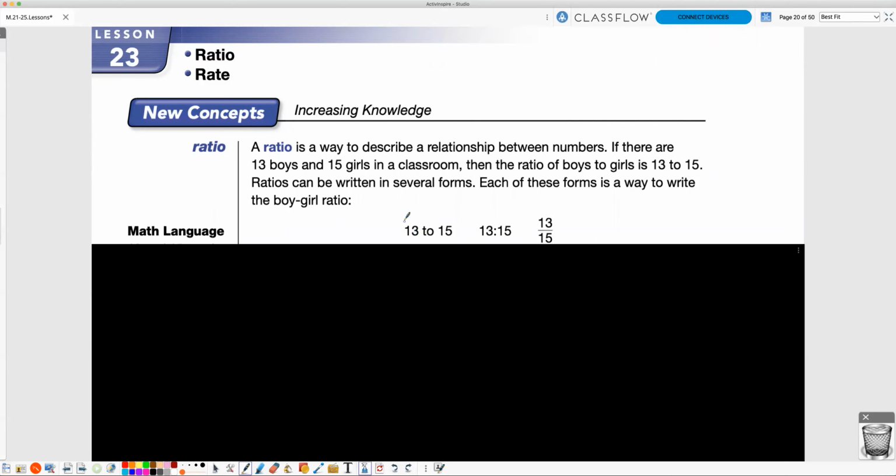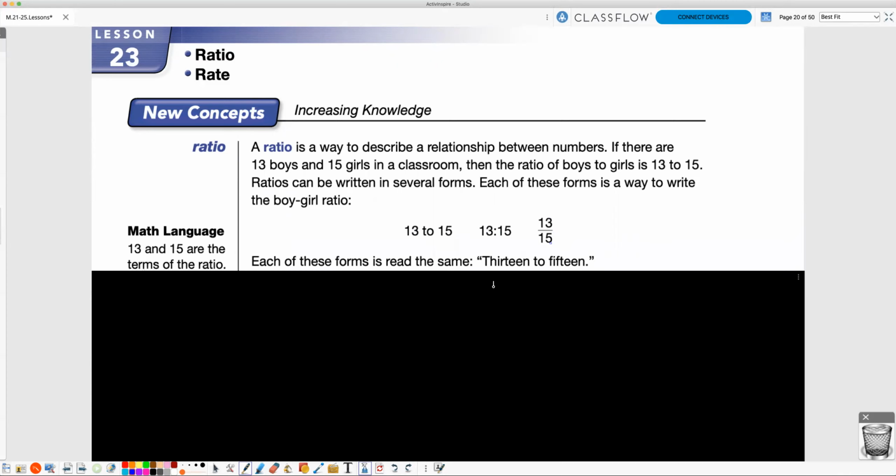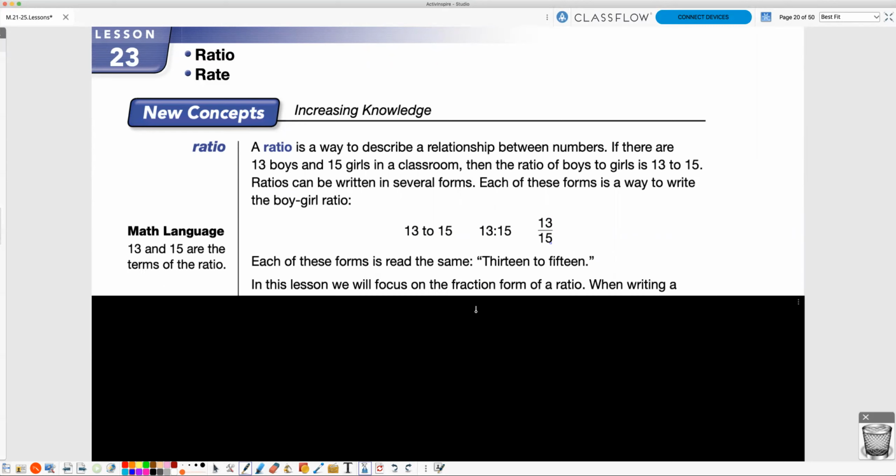There's 13 to 15. This is also 13 to 15. This is 13 to 15. Each of these forms is read the same, 13 to 15. In this lesson, we'll focus on the fraction form of a ratio.